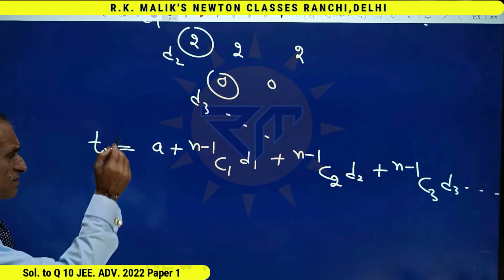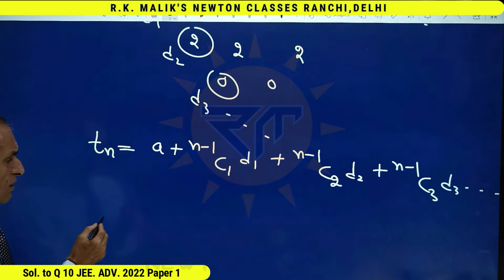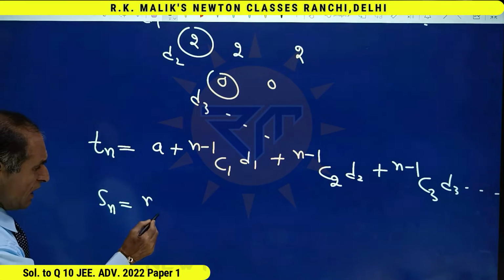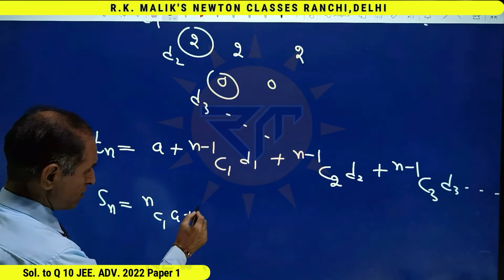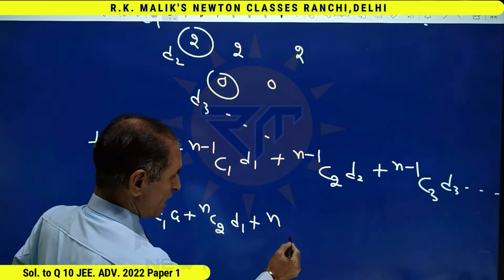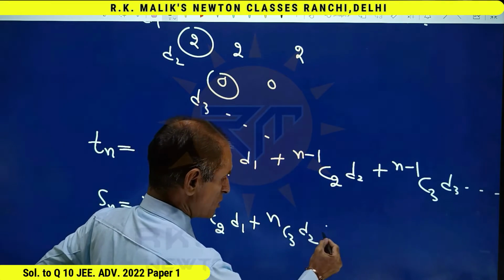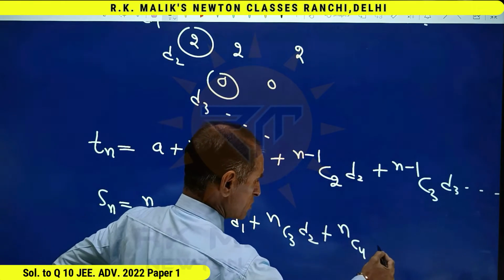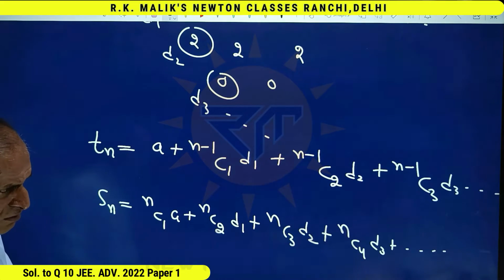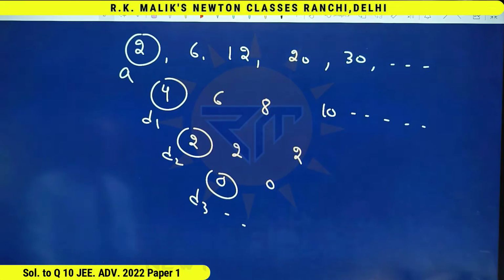And in such type of sequence, for the sum of n terms, the formula is nC1 into A, plus nC2 into D1, plus nC3 into D2, plus nC4 into D3 and so on. By this way the solution is going to be very interesting and simple also. See what I am going to do.